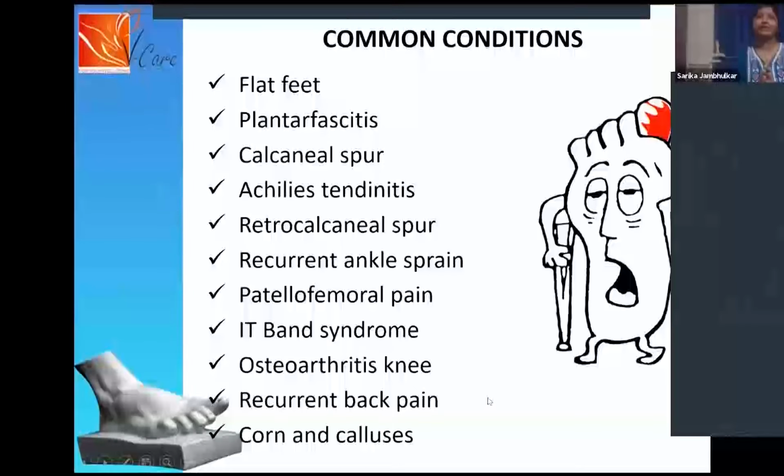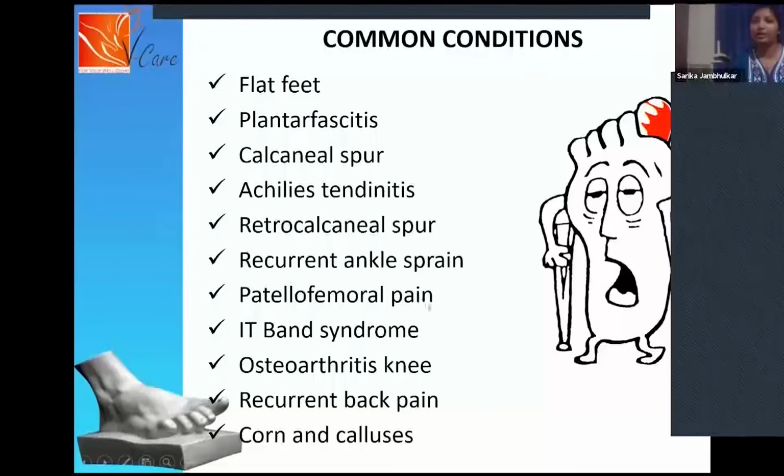Now, these are a few common conditions which we see in daily practice. Flat feet is one of them. Plantar fasciitis and calcaneal spur are the most commonly seen conditions, and most of the time we are never able to achieve full, 100% pain relief in them, no matter how much we try. The third is Achilles tendinitis, retrocalcaneal spur, recurrent ankle sprain, patellofemoral pain, IT band syndrome, osteoarthritis of the knee, recurrent back pain, corns and calluses.